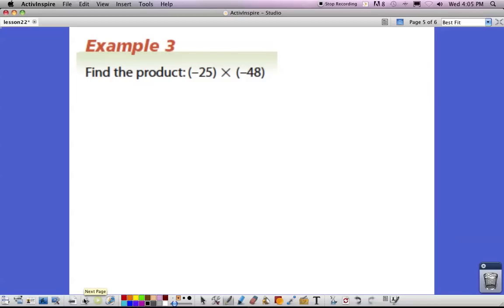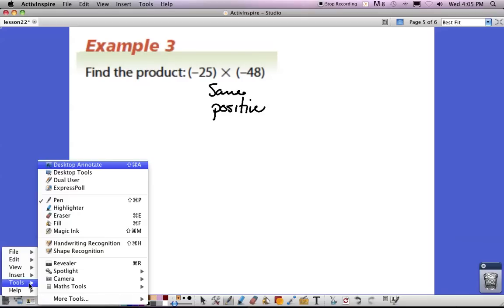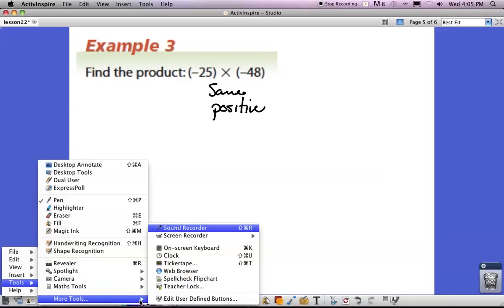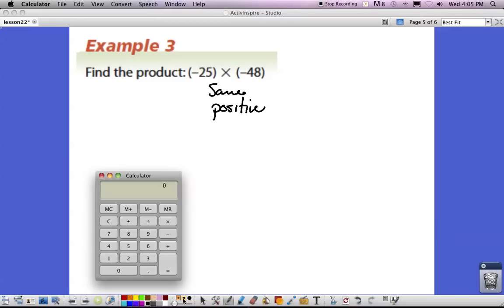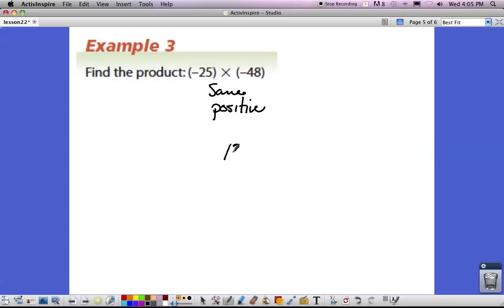Negative 25 times negative 48. Since they have the same sign, my answer is going to be positive. Again, you could break it up, but because I want to save some time, go to your math tools, and you will get your calculator out, and you'll go 25 times 48, get an answer of 1200, and because the signs are the same, your answer is positive 1200. Pretty simple.